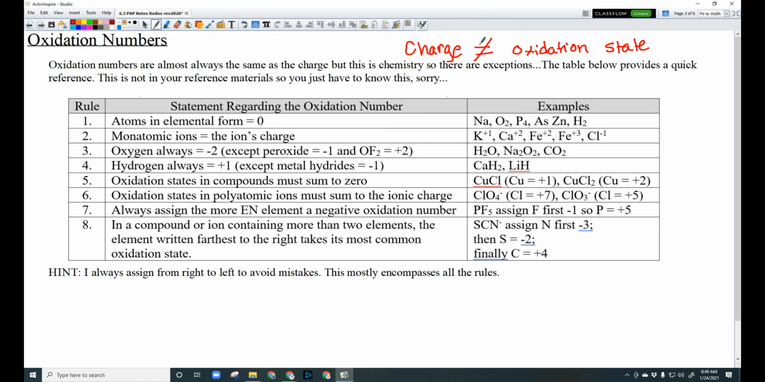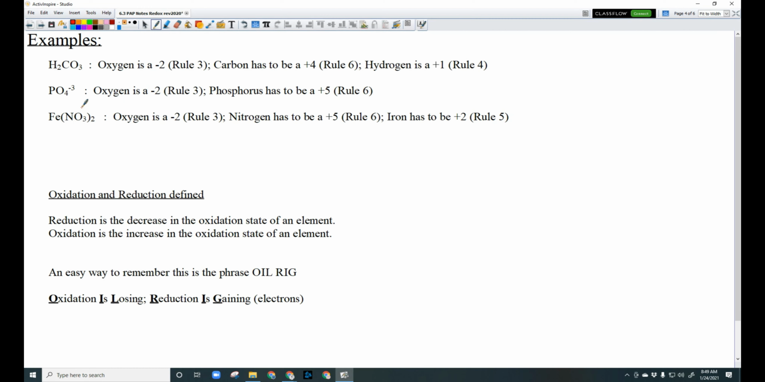All right, one more example. FeNO3. Working right to left, we're going to start with the oxygen here. The oxygen is -2. So we have 3 of them, so that's a -6. But remember, NO3 is a -1 charge overall. So what can we add to a -6 to leave a -1? That's going to be a +5. So the nitrogen here has to be a +5.